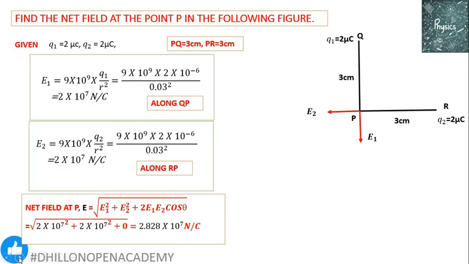We have to find out its direction. In order to find its direction, we suppose that this is the net electric field E making angle theta with E1. In order to find the angle, we drop a perpendicular from the resultant electric field onto the electric field E1.